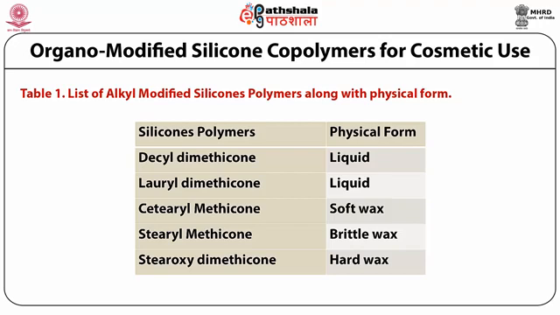Dicetyl dimethicone is a liquid physical form. Chloride dimethicone is another liquid physical form. Cetyl methicone is a soft wax. Cetyl methicone is a brittle wax. And cetoxy dimethicone is a hard wax. The benefits derived from alkyl modified silicones are moisturization, water resistance, rheology modification, and emulsification.